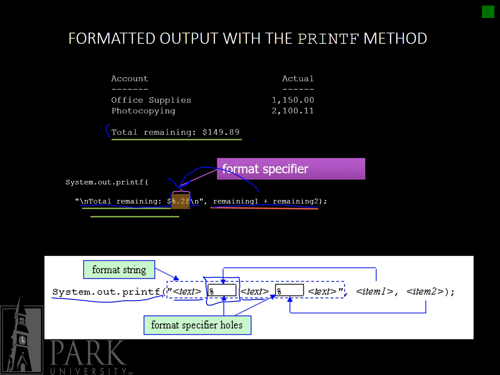And then we have 2 more arguments. We have item 1, which is going to fill the first format specifier, and item 2, which is going to fill the second format specifier. So if we had 3 format specifiers, we would need an item 3, that's a I3, to fill the next specifier if we had it there. Okay, so however many holes we have, we have to have arguments to fill them.